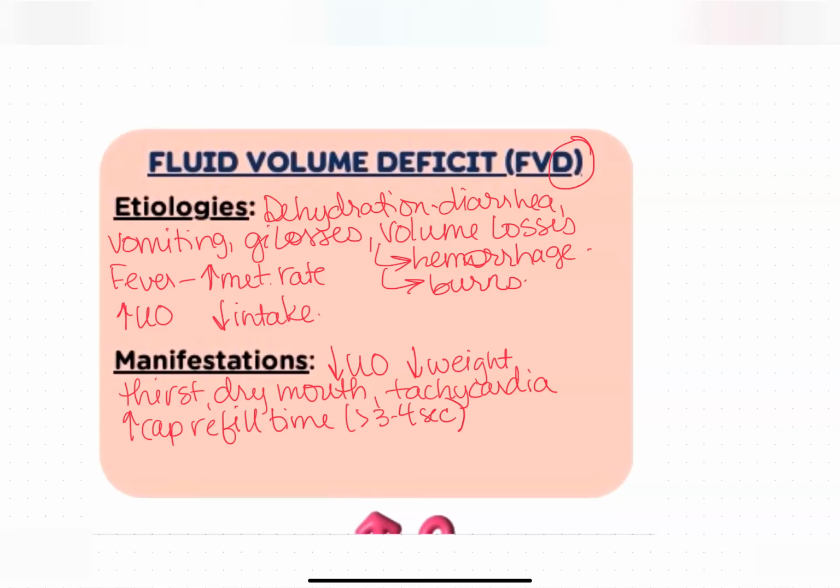And we also know that fluid volume deficiency also affects labs. It can cause an increase in hematocrit levels and an increase in sodium levels due to concentration or hemoconcentration because we have less fluid. So our electrolytes look more concentrated. And that could be true also for potassium.